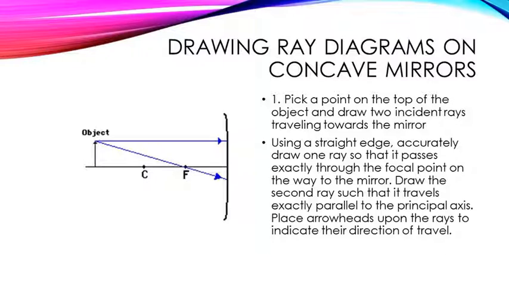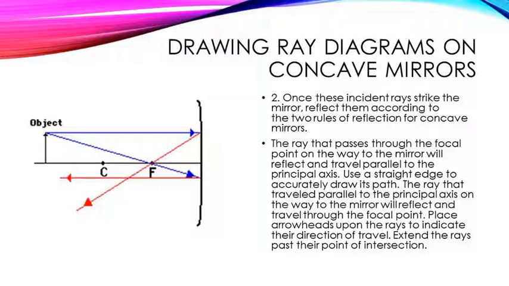So, to draw our ray diagram, you're going to pick a point on the top of the object and draw two incident rays traveling towards the mirror. Using a straight edge, accurately draw one ray so that it passes exactly through the focal point on its way to the mirror. Draw the second ray such that it travels exactly parallel to the principal axis. Place arrowheads upon the rays to indicate their direction of travel.